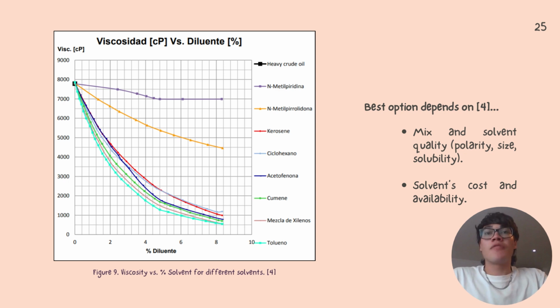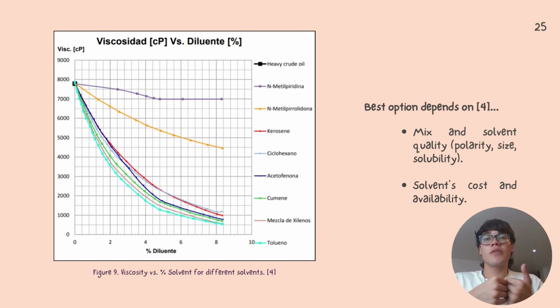constant. From the research that we did, we could conclude that the selection of the solvent in the oil industry depends specifically on the quality of the solvent, that is the polarity, and it is better when the solvent is more polar. The size of the molecule of the solvent, that is better when it is smaller, and the solubility of the solvent in the oil, and it is better when it is more soluble. And also it depends on the cost of the solvent and also its availability.